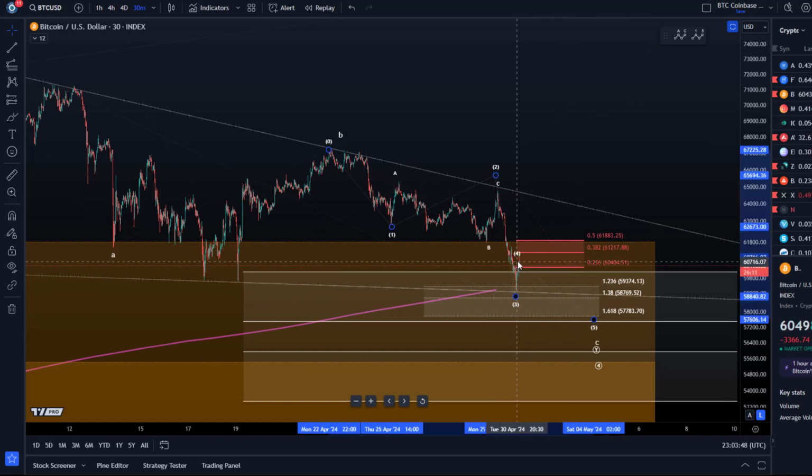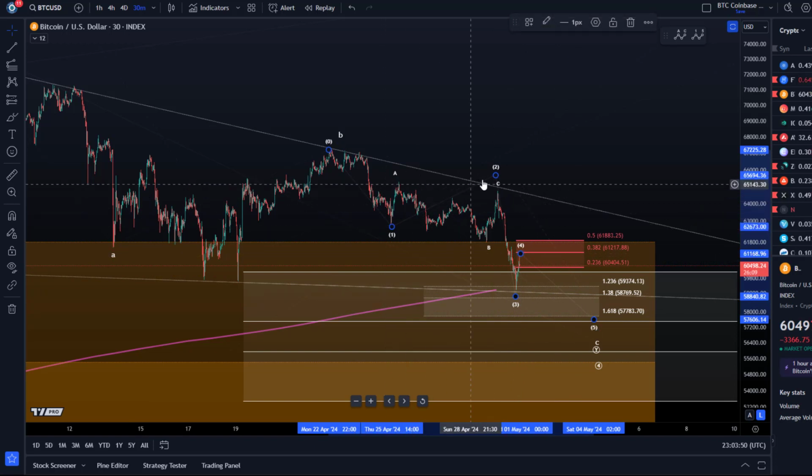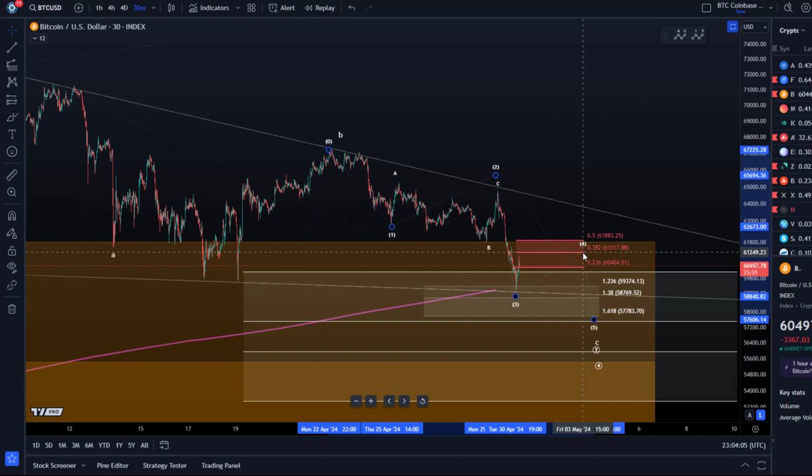Consider the proportions. The wave 2 took 4 days, so wave 4, I would say, should also take 2 to 4 days. I mean, 2 days at least, but better would be 3 or 4 days. So I don't necessarily have the evidence that the wave 4 has started yet, other than a small rally into resistance. We'll see how it develops.